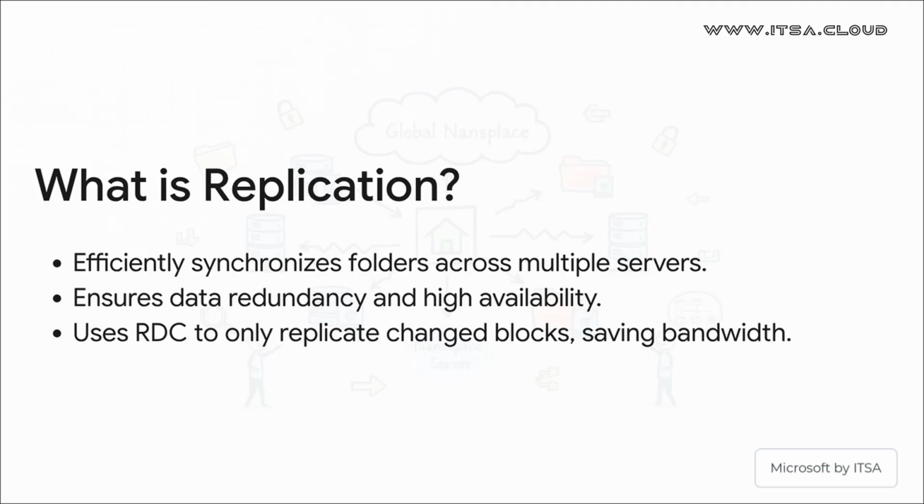And then you have the copier, replication. Now, this is not just a simple copy and paste job. It is incredibly efficient. It's what makes sure that if one of your servers suddenly goes offline, you have an identical copy ready to take over. That's what we call high availability. And it's smart too. It uses a technology called remote differential compression. All that means is, if you change just one sentence in a 50-page document, it only sends that one sentence across the network, not the entire file all over again. I mean, think of the massive amount of bandwidth that saves.